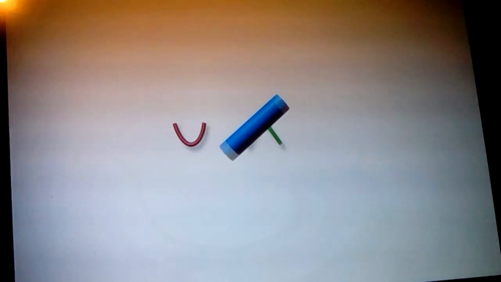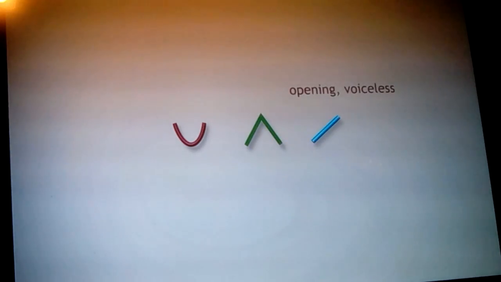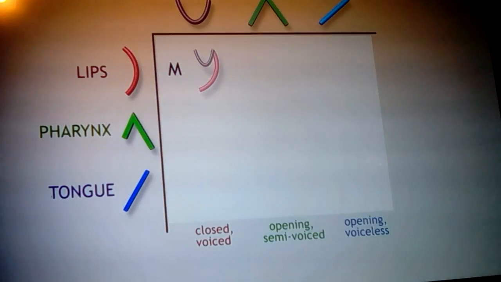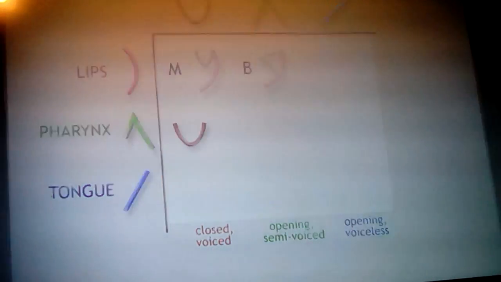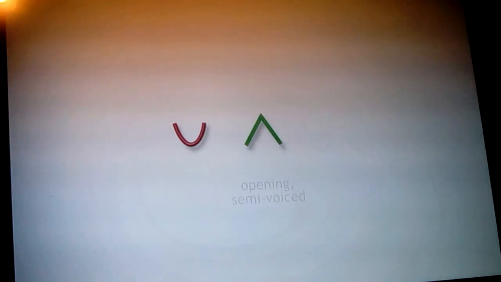P is releasing the energy and putting the air pressure out very rapidly, and it's non-voiced. It doesn't have a voice that comes from the vocal cords in the throat, like the basic sound comes from the vocal cords. And then there is something between these two, which is B, which is semi-voiced. So you can hear in the beginning there is a little bit of voice, but then the voice stops and again the air is let out, but not with such pressure as it is with P.